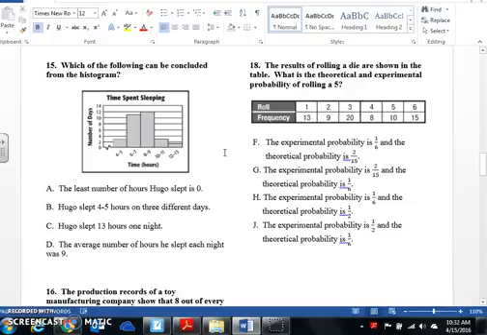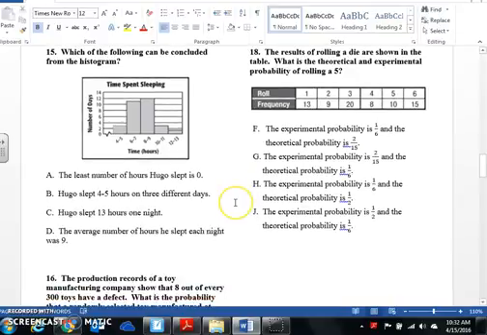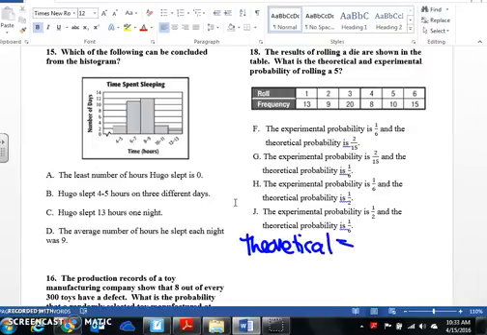All right, the results of rolling a die are shown in the table. What is the theoretical and experimental? So remember, you should always start off with theoretical, because that's the one that makes more common sense to us. So the probability of rolling a 5. Theoretically speaking, if I have a die, one side has a 5 on it, and then there's 6 sides. Now let's do the experimental.